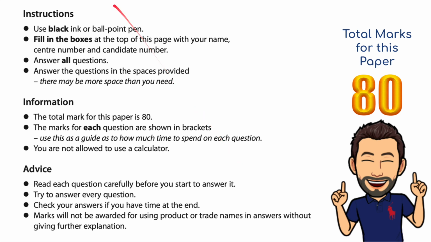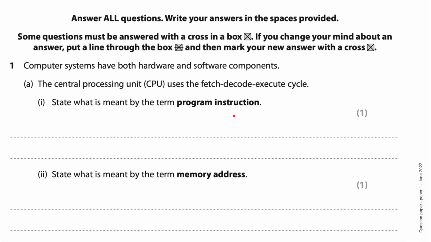Here, like every other paper, we're going to be writing in black ballpoint pen. For Edexcel, you're going to put your name and everything else on. The marks are shown in brackets. The important part though, the one I wanted to bring up, you are not allowed to use a calculator. Remember to read every question and all the rest of it. Although this is computer science, you are not allowed to use a calculator. So we'll get started. Remember, you should try and answer all the questions.